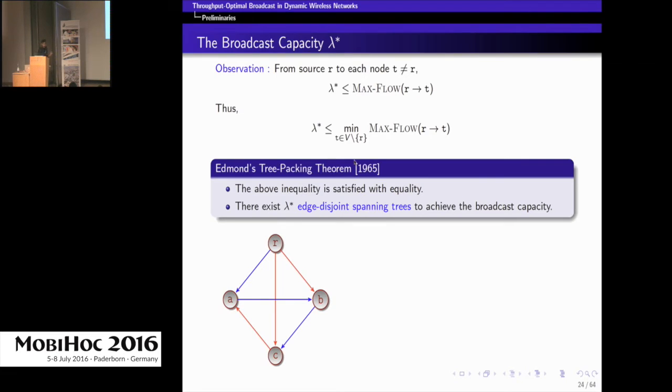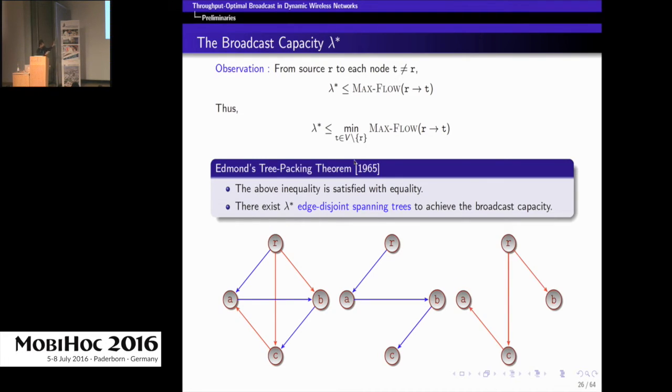Again, an example. Suppose I have this network. If you just compute the min of the max flow, where this is my source and all others are destinations, it comes out to be 2. According to the Edmonds theorem, it guarantees 2 edge-disjoint spanning trees. So these are 2 such edge-disjoint spanning trees, and you can actually send packets along these trees to achieve the broadcast capacity. This is for the wired network, a very trivial setting.